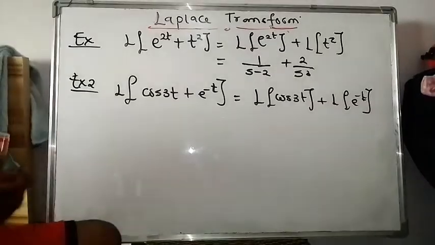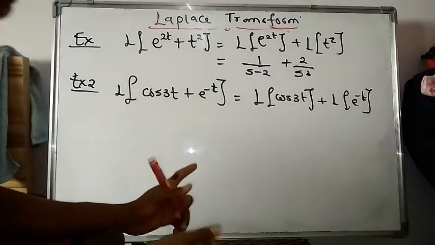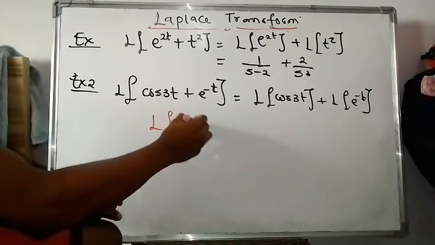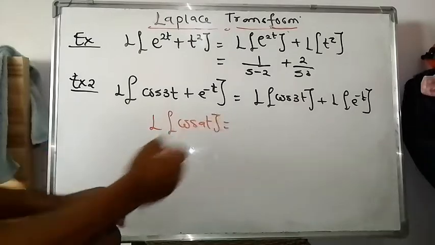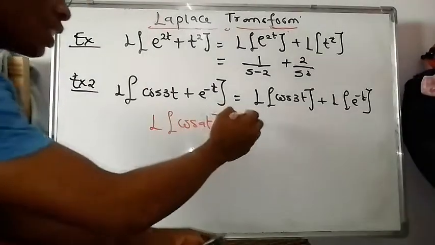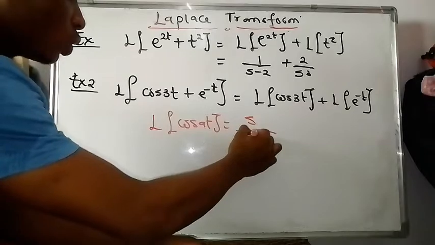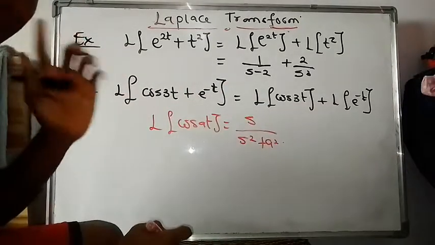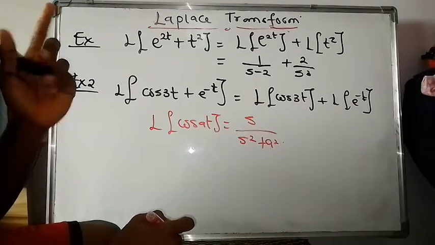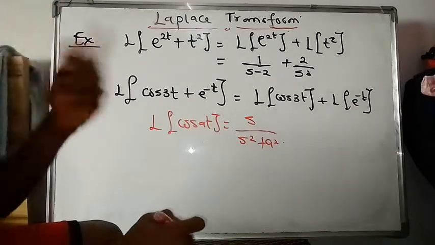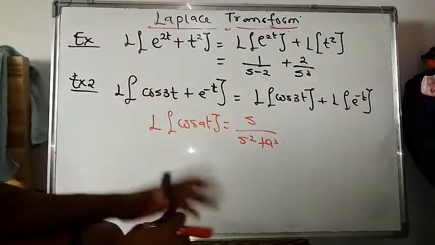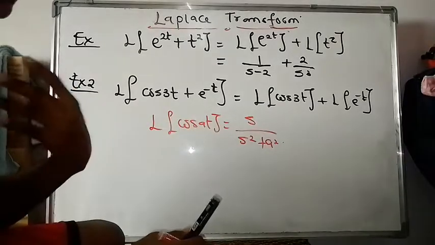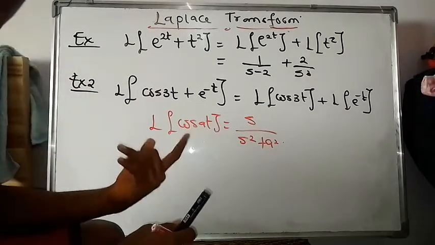Right? So now we're going to take note of the rule we derived in our last video, which says the Laplace of cos at is equal to s divided by s squared plus a squared. We did it, I think, in the third or fourth video we derived together. So I urge you to go back and see how we derived it if you can't remember.